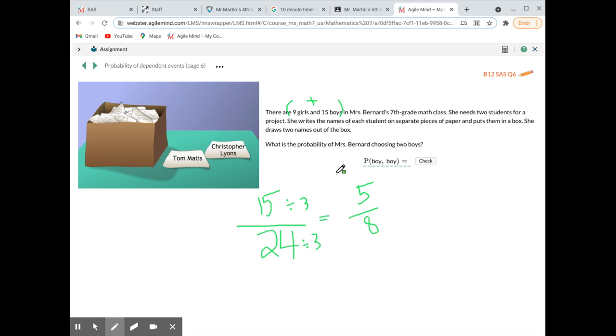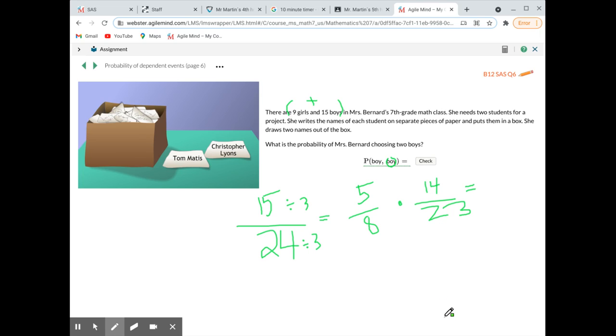Great. So I'm going to take this, and then I'm going to see what the next chance is to get this boy. So now I don't have 15 boys anymore. How many boys do I have? I got 14, and I don't have 24 people there anymore because I got rid of one of them because they were acting up. I'm just kidding. So 23. And since this is a compound event, how do you determine the chance that she will pick 2 boys? Multiply. That's right.